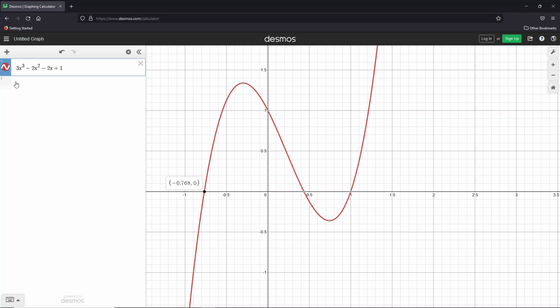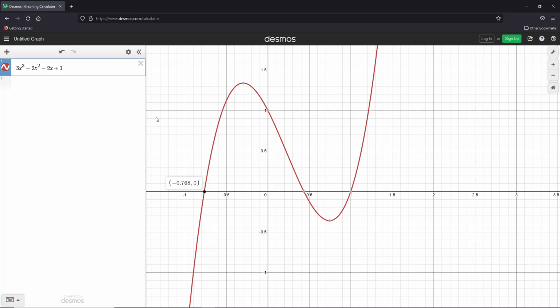Let's say we have the function f of x equals 3x cubed minus 2x squared minus 2x plus 1. This is a basic example because this function is a polynomial function, and we know that polynomial functions are continuous everywhere, so we don't have to worry about the continuity of the function on the closed interval.